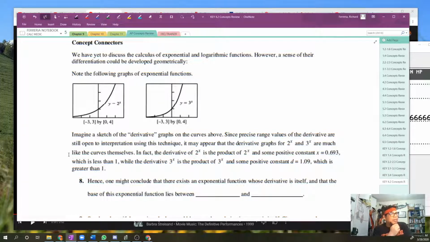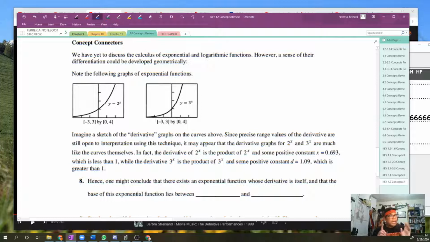So it may appear that the graphs of 2 to the x and 3 to the x are much like the curves themselves. In fact, the derivative of 2 to the x is a product of 2 to the x and some constant, 0.693. Putting the x there does not make this more clear. And then the derivative of 3 to the x is the product of 3 to the x and 1.09.